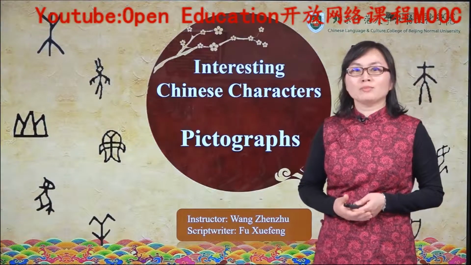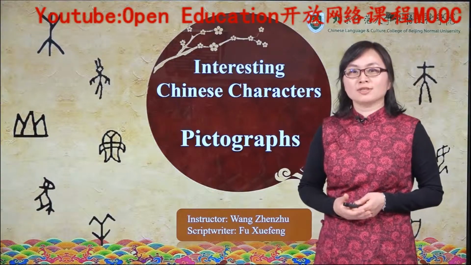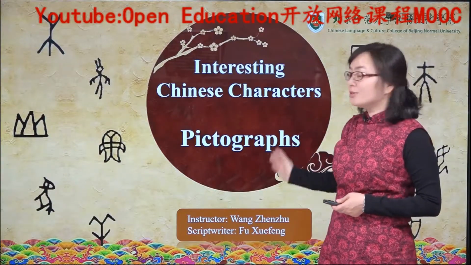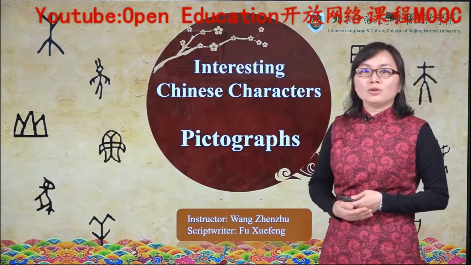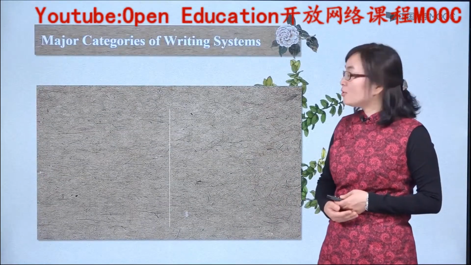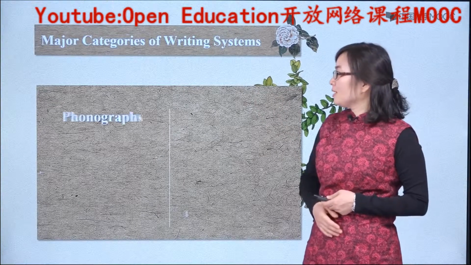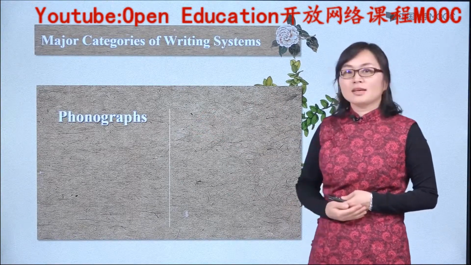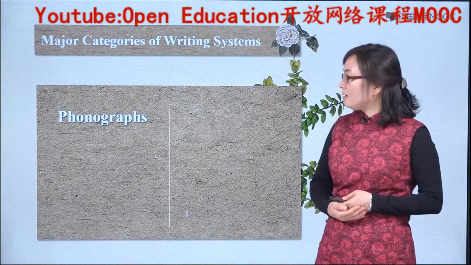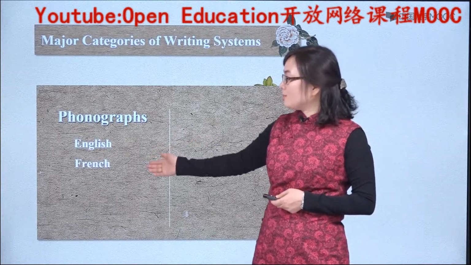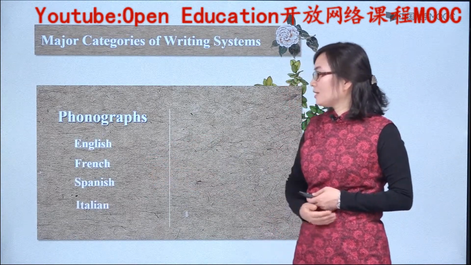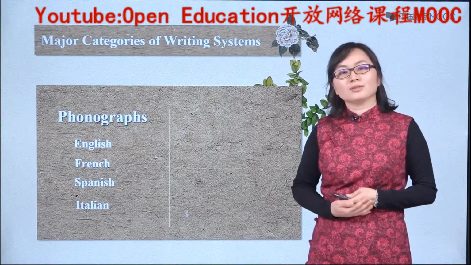Today we are going to learn about one way of formation of Chinese characters, pictographs. The world's many writing systems can be grouped into two categories. The first one, phonographs. In this category, we have English, French, Spanish, and Italian, and other languages as well.